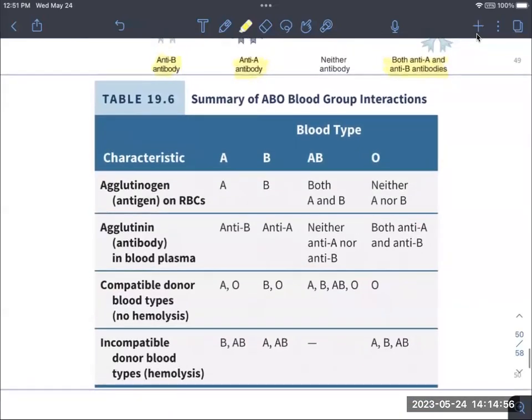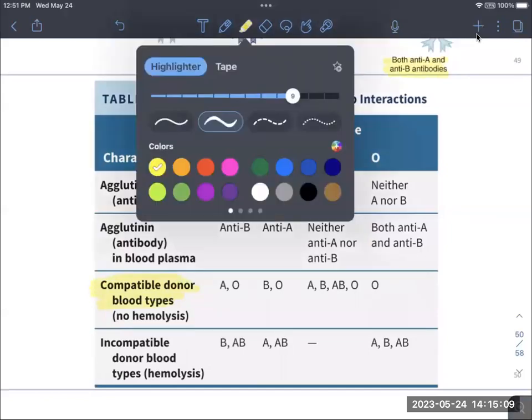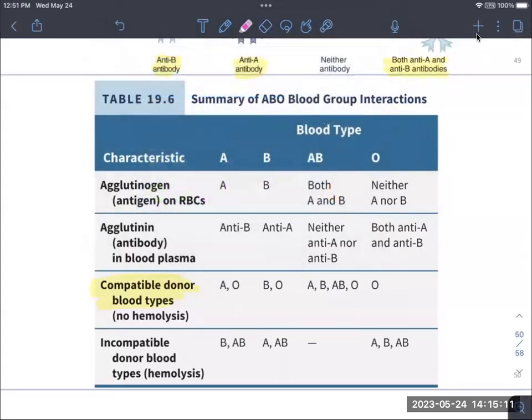So this is the interesting one. If we start looking at donors, who can donate blood to who? If you notice, type O blood can donate to everybody because they have no antigens on their blood. I keep calling them the wrong thing.